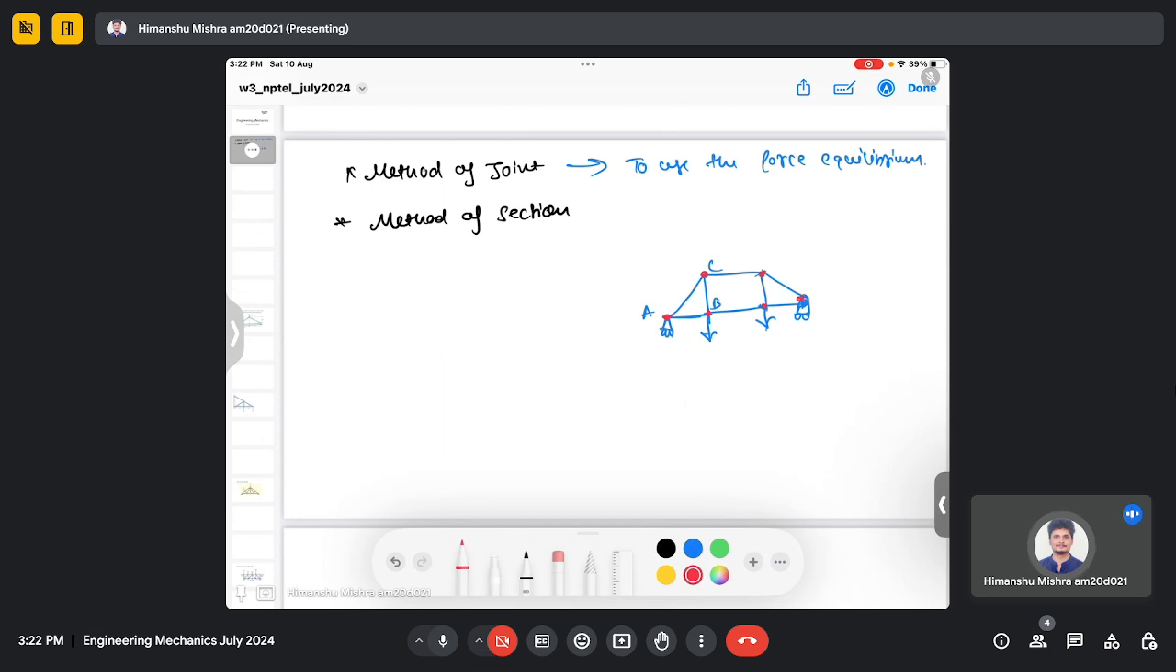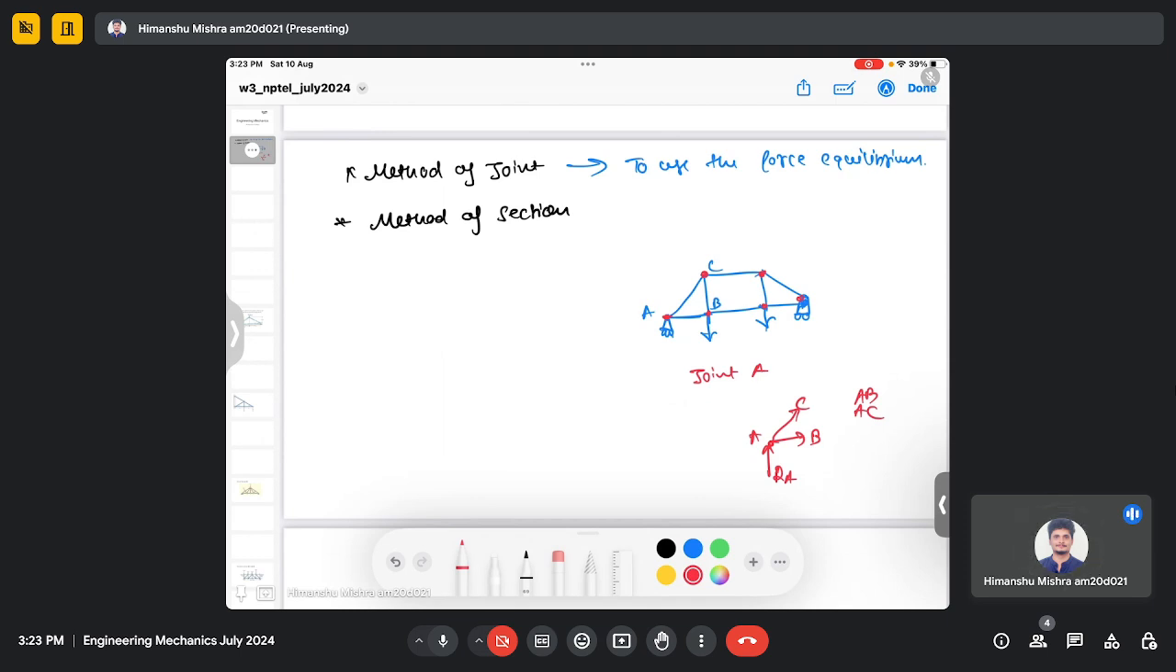Let's say we choose joint A, and then we will make the free body diagram at A, C, B, and then using this free body diagram at joint A we will be using the equilibrium equation to calculate the unknown forces. So here this reaction, let's say RA, is a known force, and we need to calculate the unknown forces AB and AC.